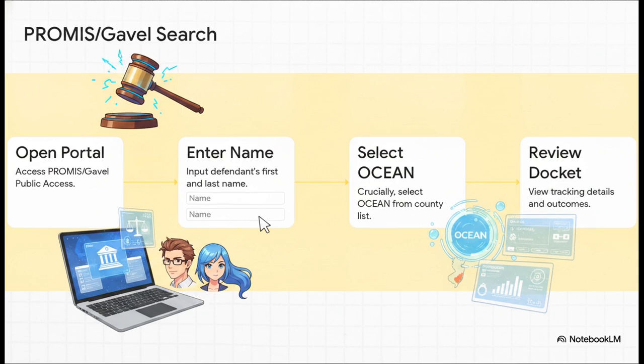First thing, you just enter the defendant's first and last name. Now, here is a super crucial detail to remember for Step 3. You absolutely must select Ocean from the county selection list to isolate the local cases. Doing this will pull up tracking details, statutory charges, bail structures, and even sentencing outcomes.